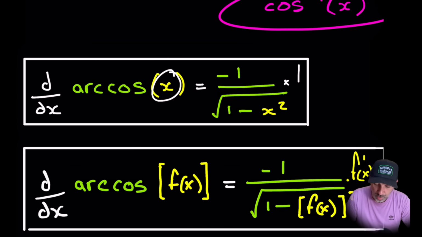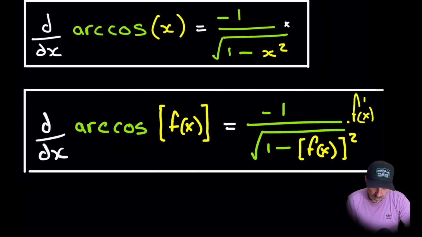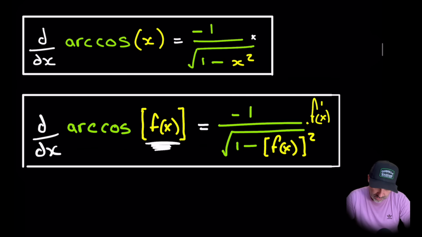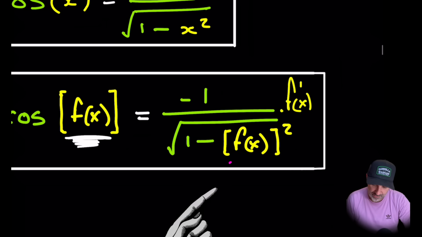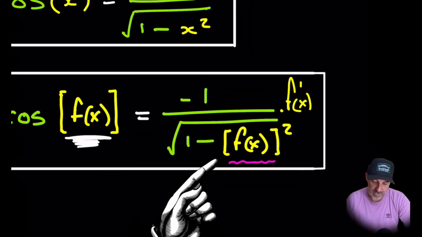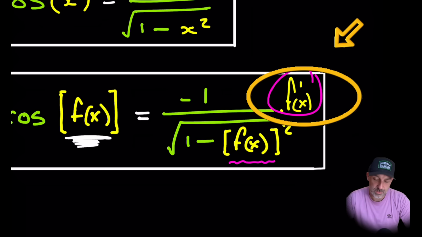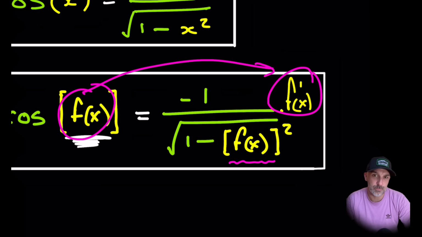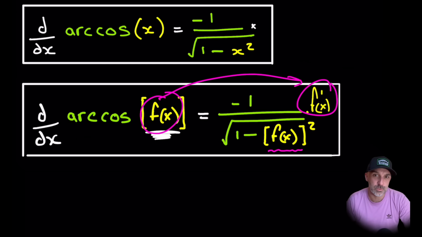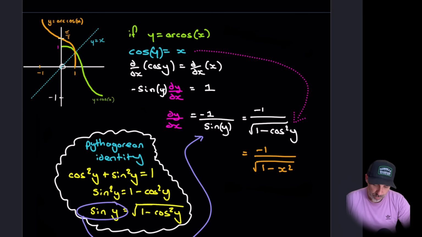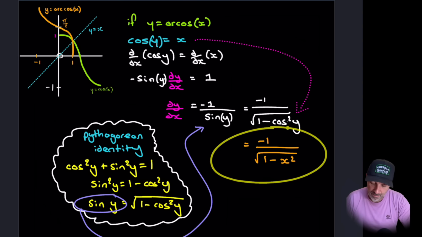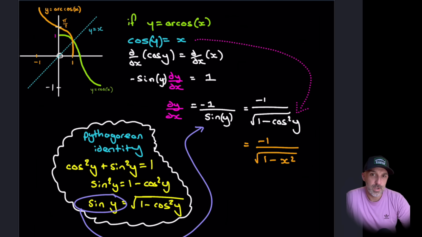But we need to look at what happens when it's not just x. What happens when f of x is something else, like x squared? Well, we need to replace this value that's squared with f of x, whatever that is, and square it all, and then we need to multiply through by the derivative of f of x. That's a very important step, because that will happen in most questions. If you want to pause the video and take a screenshot of this, this is the proof of how you derive -1 over root 1 minus x squared. But if you hang around to the end of the video, I'll go through it step by step.